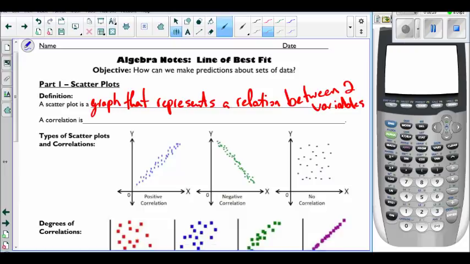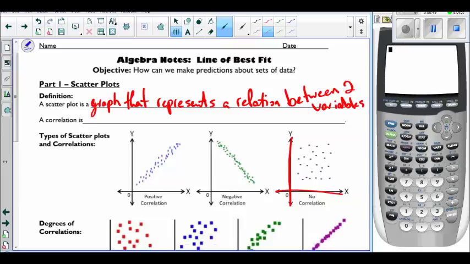Right, a relation, remember we talked about a relation versus a function. A relation is just a set of ordered pairs. So it's really just a set of ordered pairs on a graph, and it's relating two variables. Usually it's going to be an x and a y. They can change the letters, but it's really talking about the relation between two variables on a coordinate plane using the x and the y.